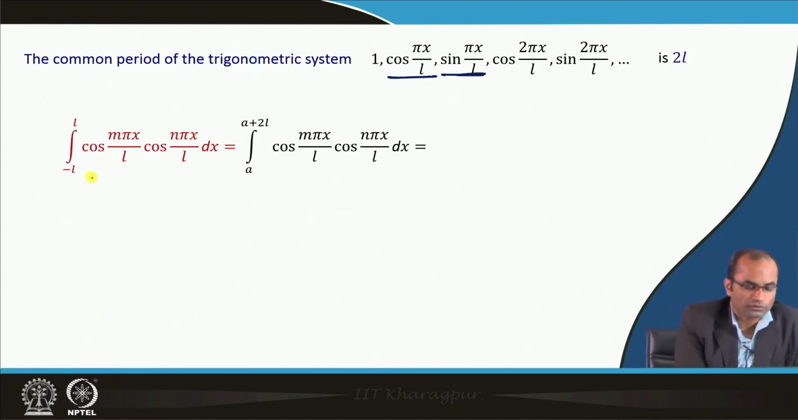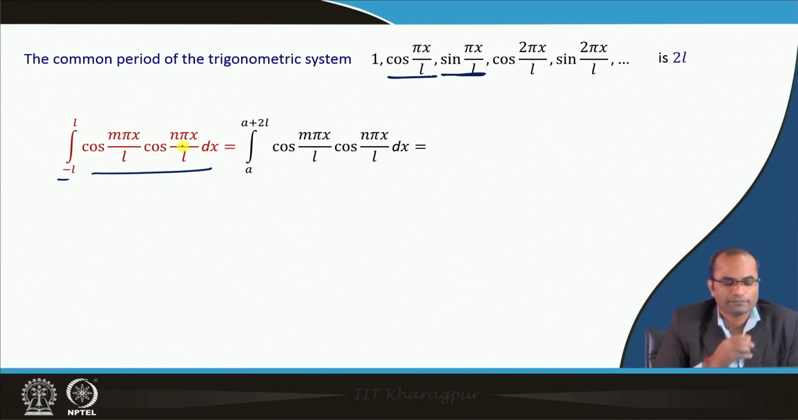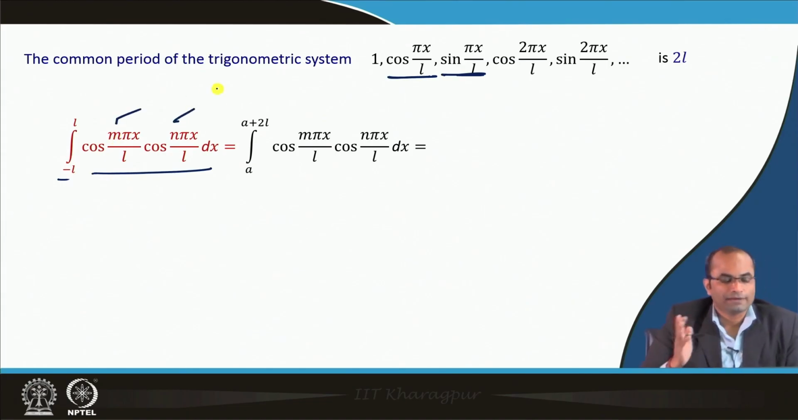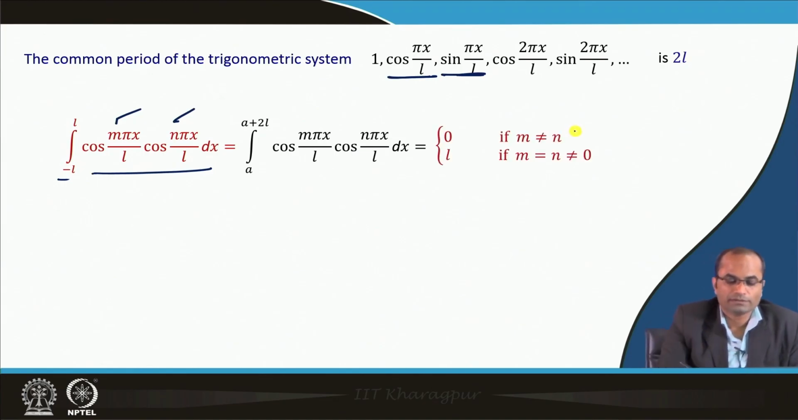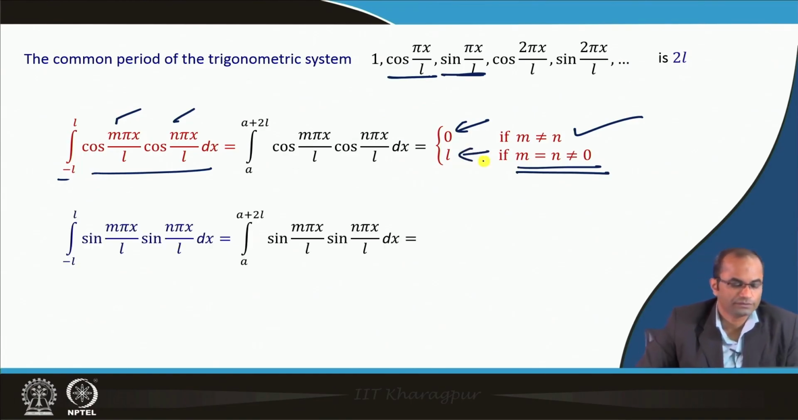So, what result do we have now? If we integrate cos m x and cos n x from minus L to L, for different m and n the value will be 0, and if m and n are the same, then the value will be L. Earlier it was pi. So, if m is not equal to n, the value is 0. They are orthogonal if they are two different members, but if they are the same member, the value is L. This result can be proved.